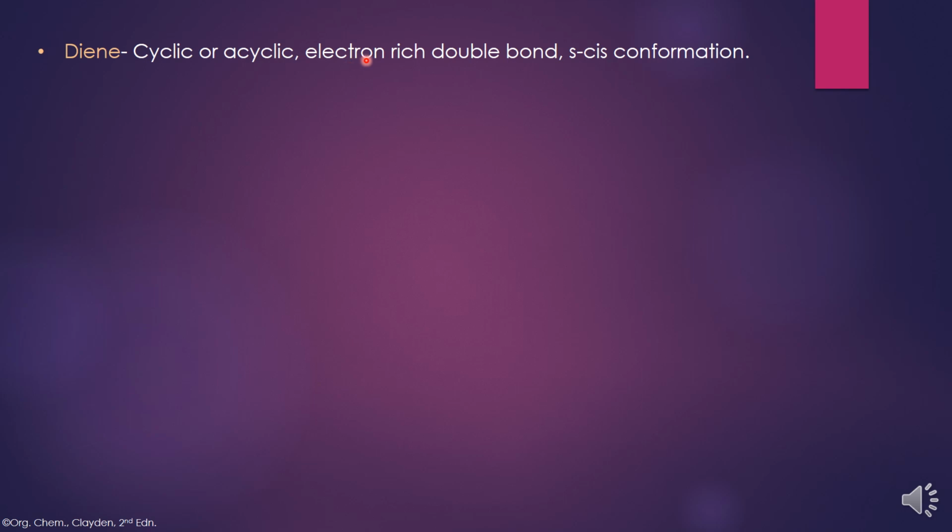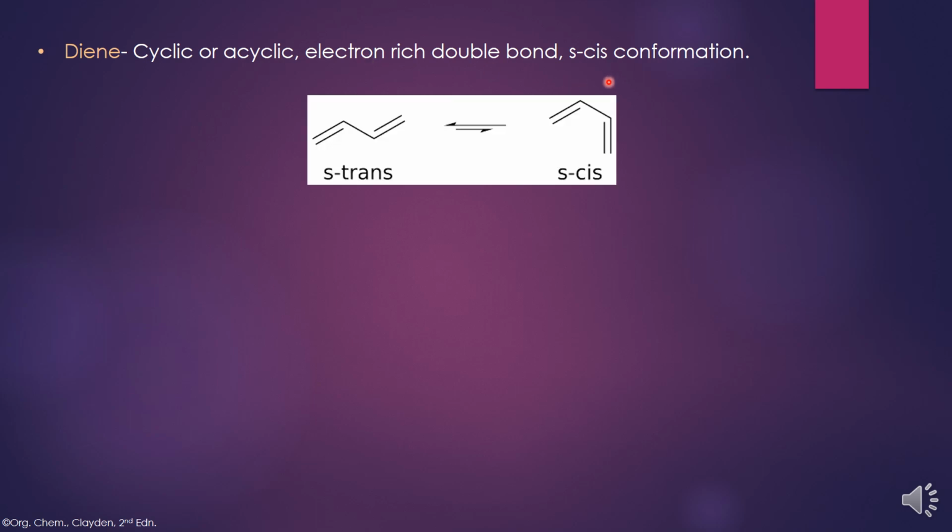The electron density in the diene should be more. And the third point for the diene is it should be of S-cis conformation, which means the S of this conformation denotes the sigma bond, and we can see the difference between the S-trans and S-cis conformation. S-trans means with respect to the sigma bond between the two double bonds, the two double bonds should be trans to each other.